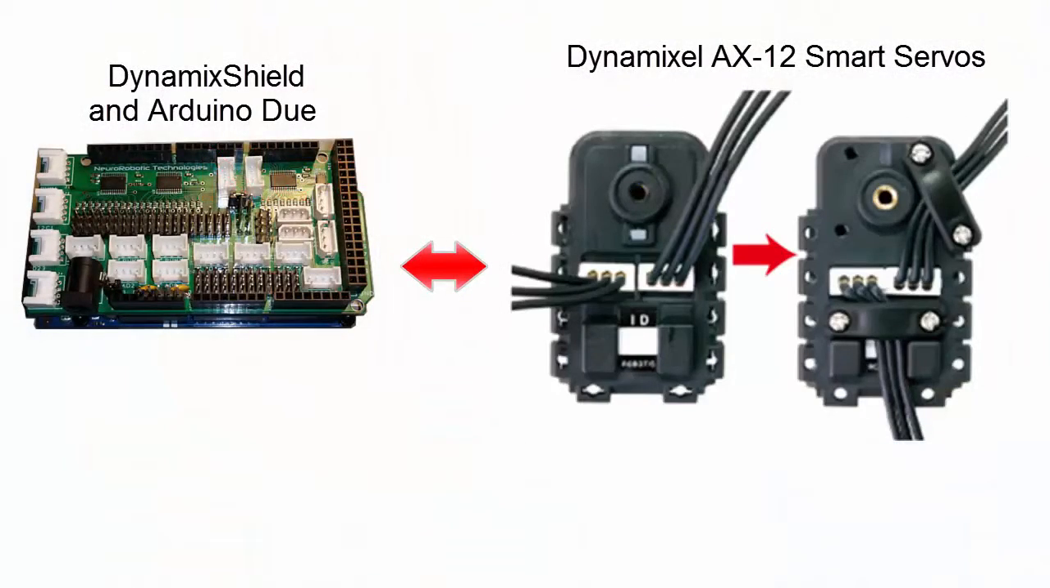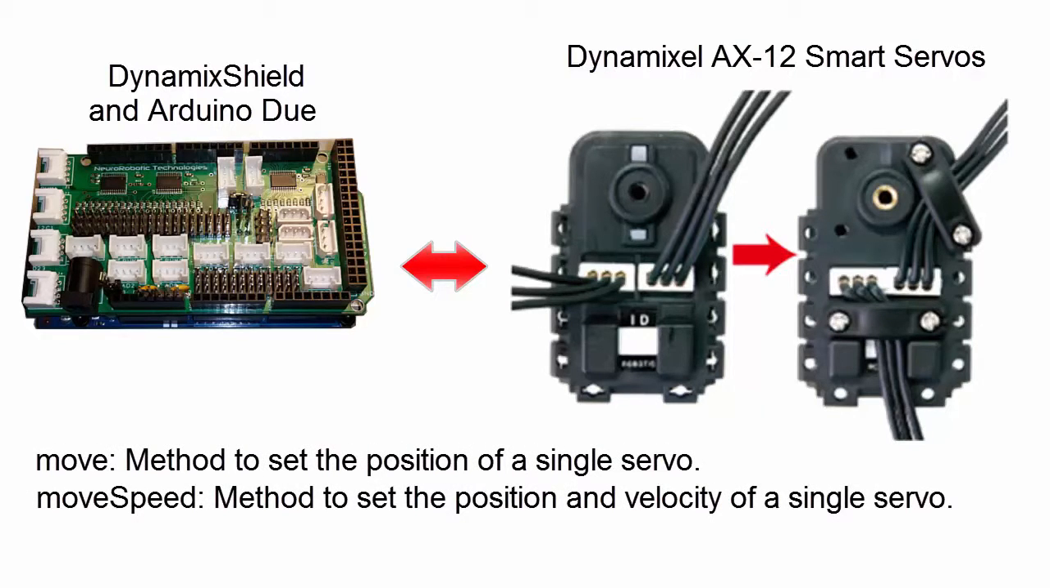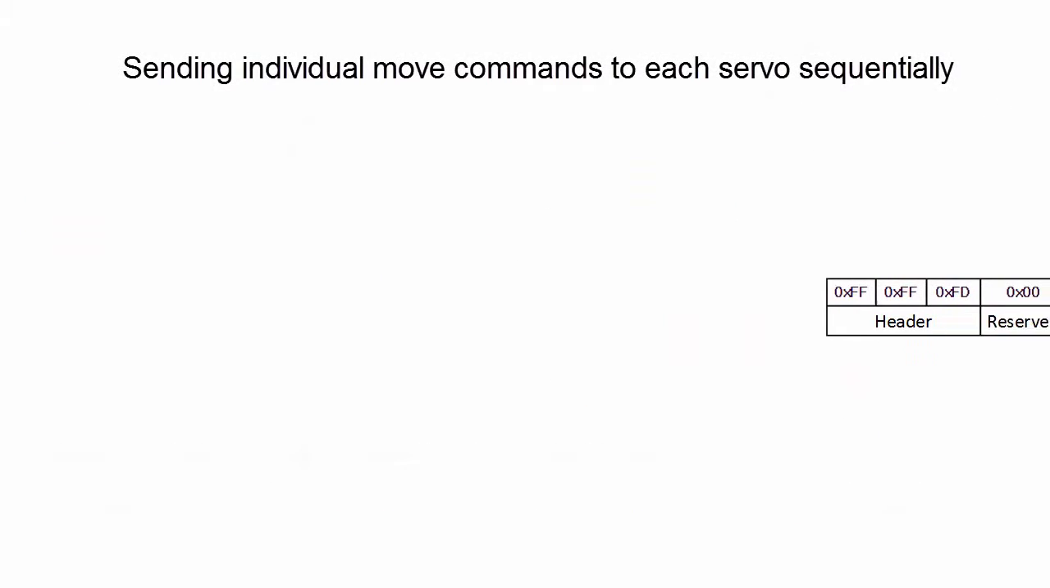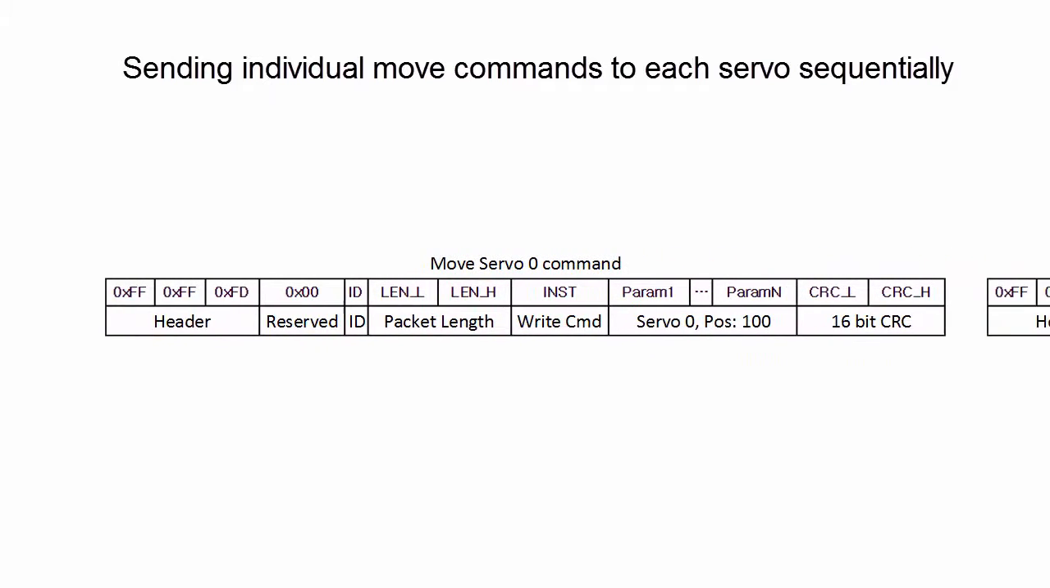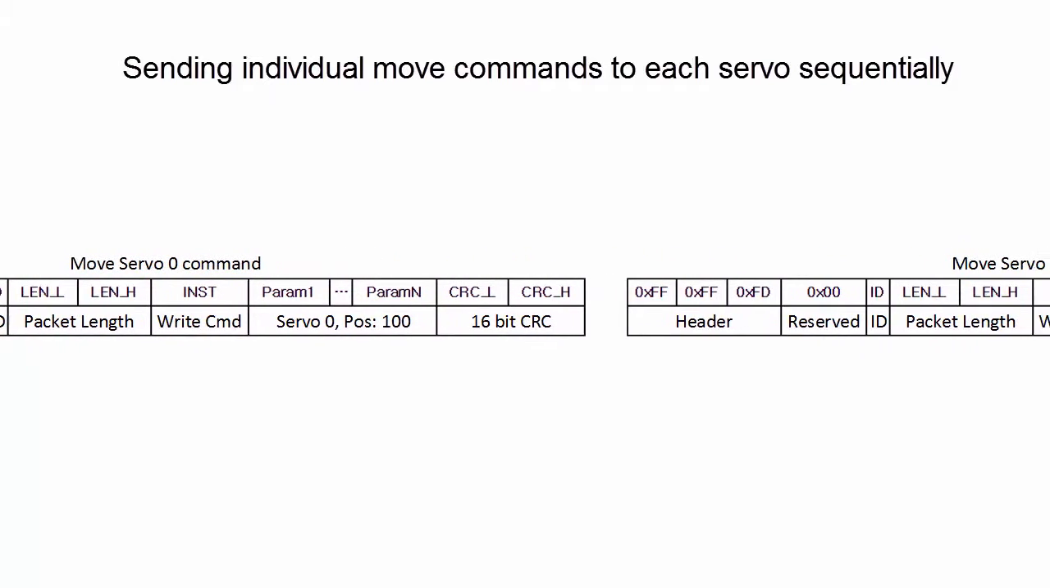In a previous video, I showed you how you could use the DynamixShield to control AX smart servos and read data from them. In that tutorial, we used the move and move speed methods to send commands to each individual servo. While that allows us to control the movements of the servos, it's not a very efficient way of sending them data. To control a robot, you often need to update a lot of servos as quickly as possible.